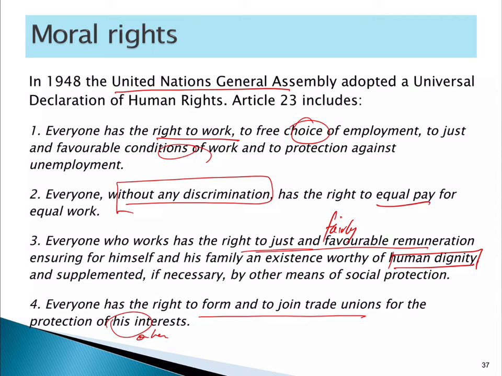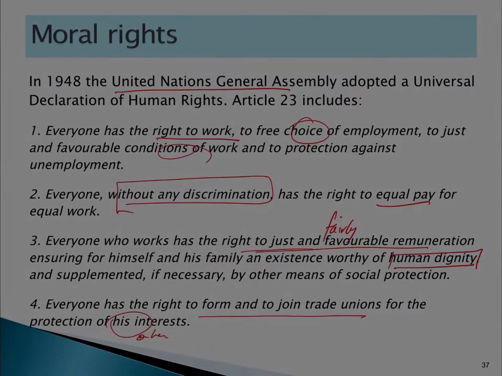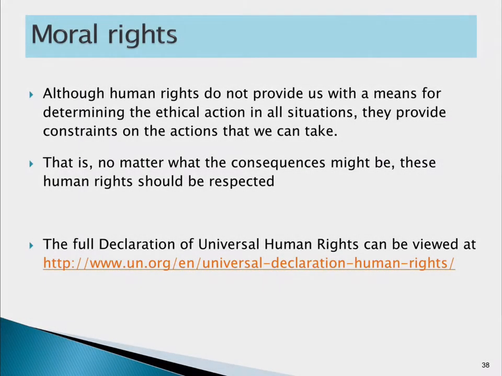So what we can see is that the UN is setting out a series of rights that they believe everyone should have, that are shared equally, that you can't give up or sell, and that are natural or obvious. These human rights don't provide us with a way of working out what's ethical or not in every situation. But what they do is give us constraints, or tell us what we can't do. So if you judge it against these rights, it gives us an idea about what we're not able to do.